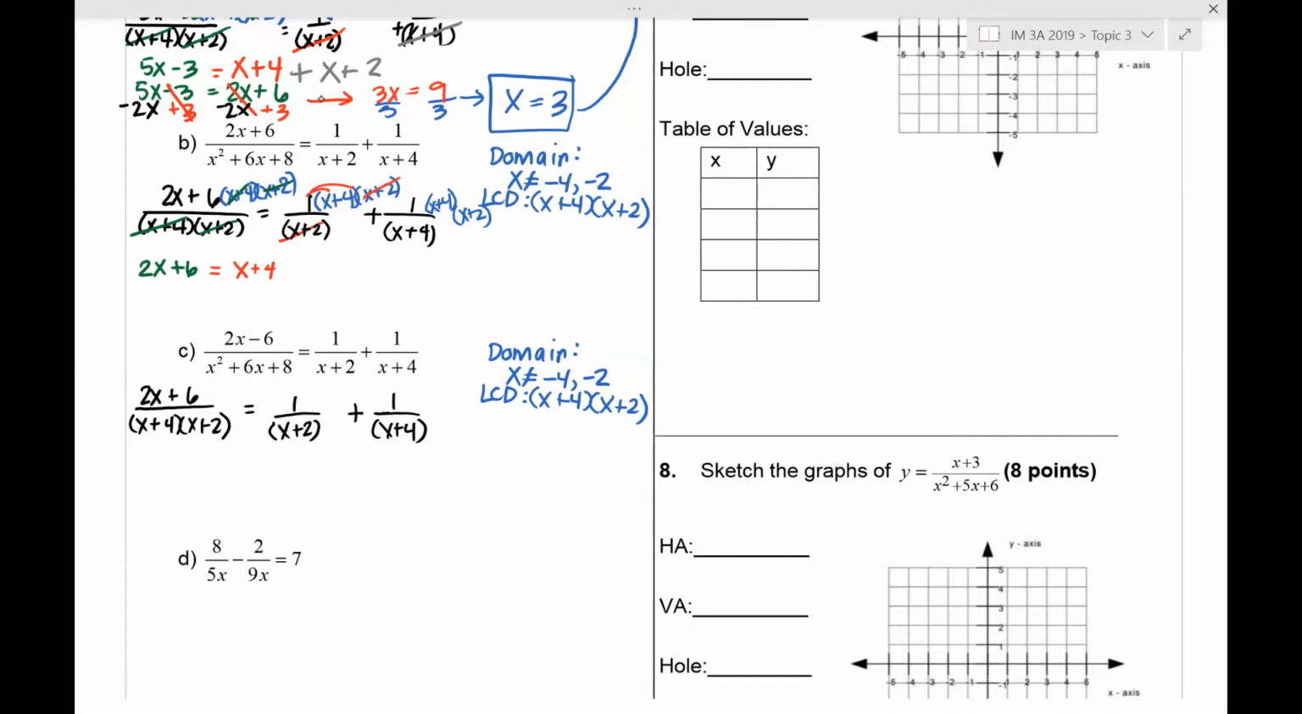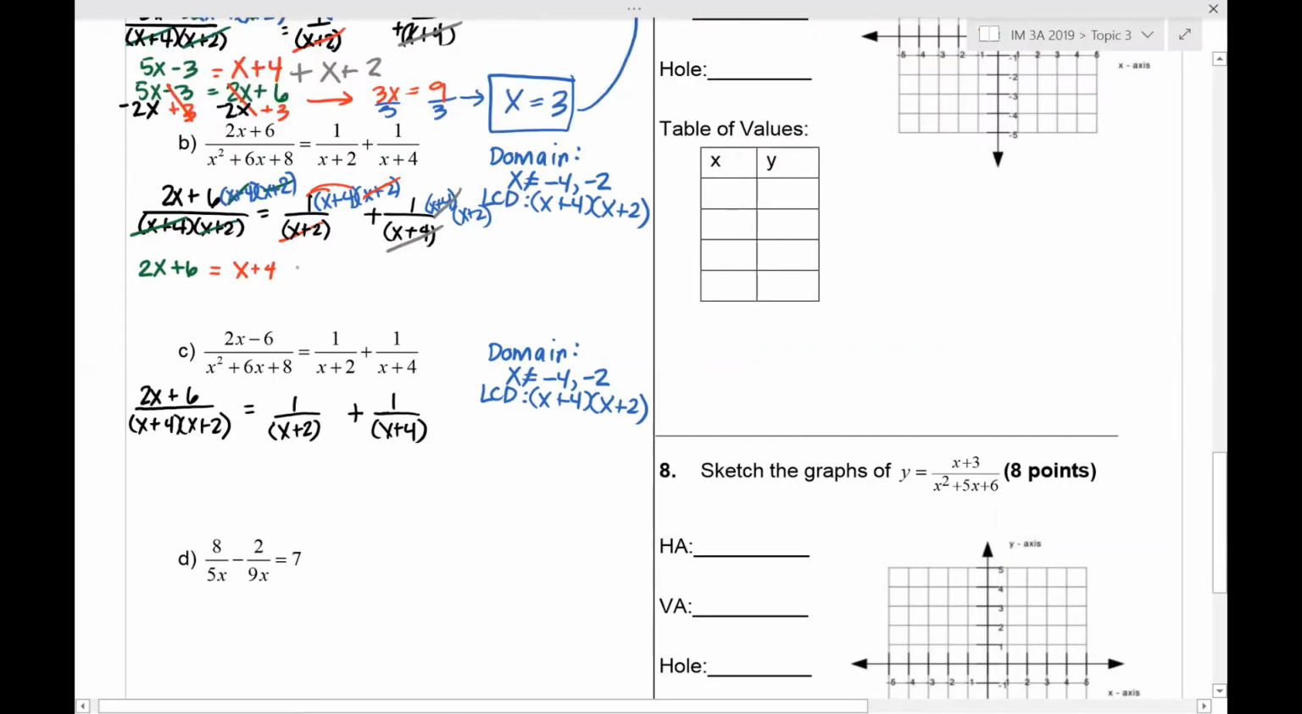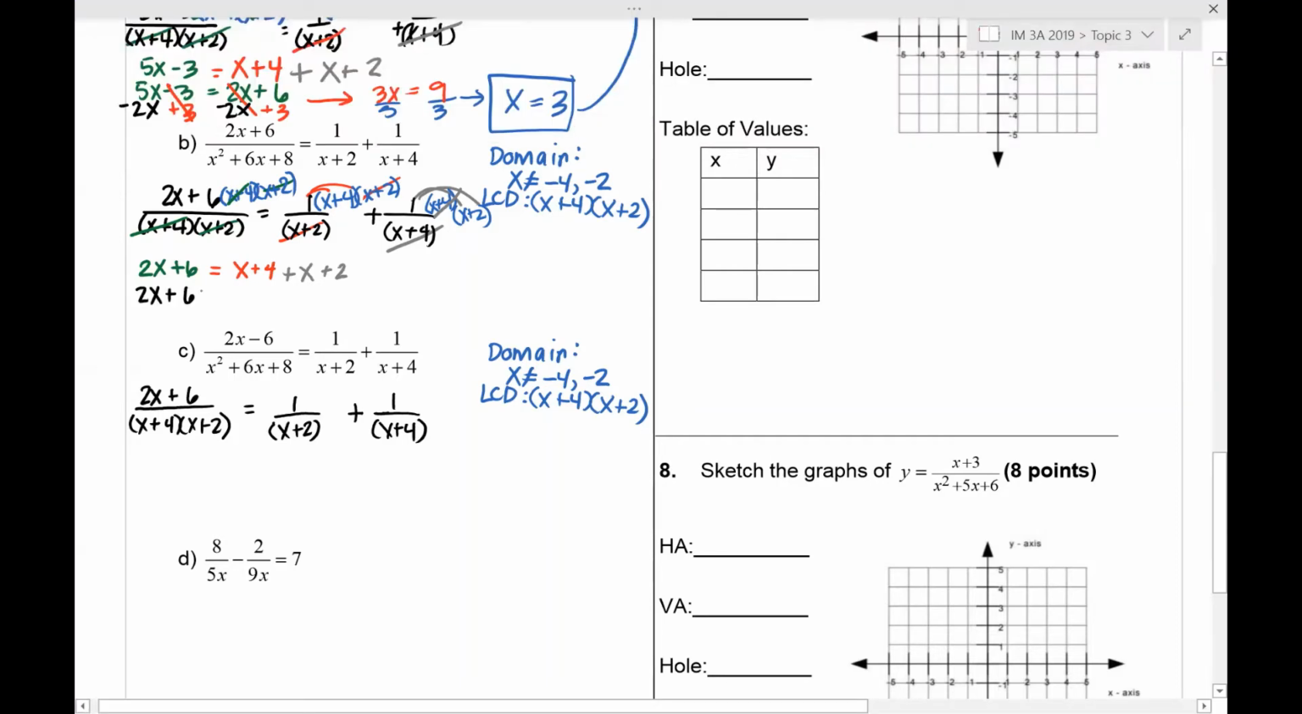And finally, I can reduce x plus 4 for the second one. So I'm left with plus 1 times x plus 2. So just plus x plus 2. So if I combine like terms to simplify, the left-hand side of this is 2x plus 6, and the right-hand side simplifies to 2x plus 6. Notice that these are exactly the same. So what that means is that this is an all real numbers answer.